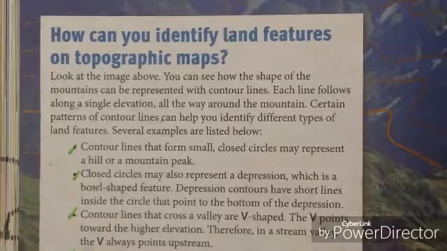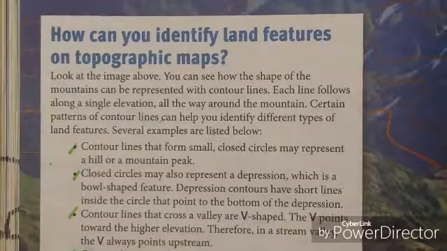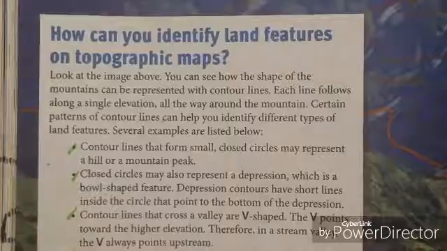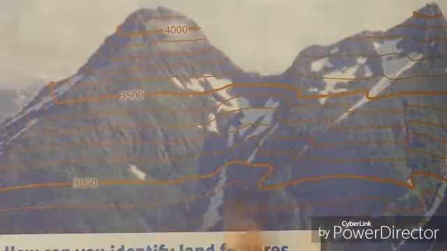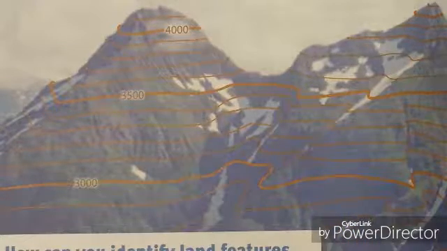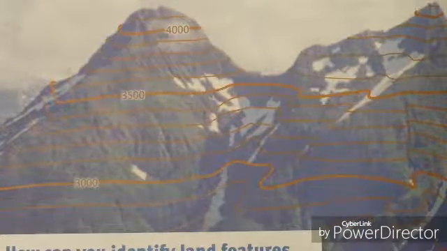This section will help you with understanding how you can figure out land features that are on the topographic map. I really like this picture because it shows this mountain and it also shows the contour lines overlying it, which you'll never see anywhere except in an instructional textbook like this.